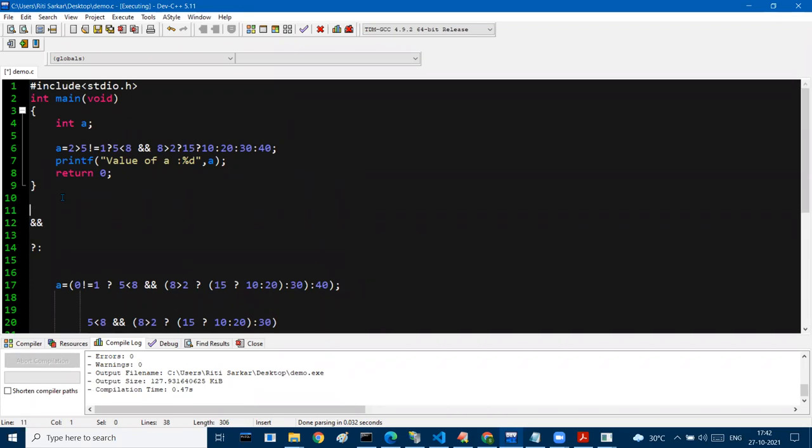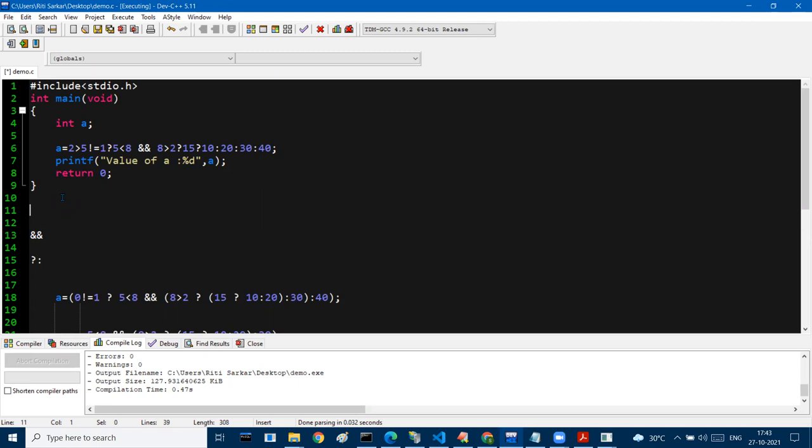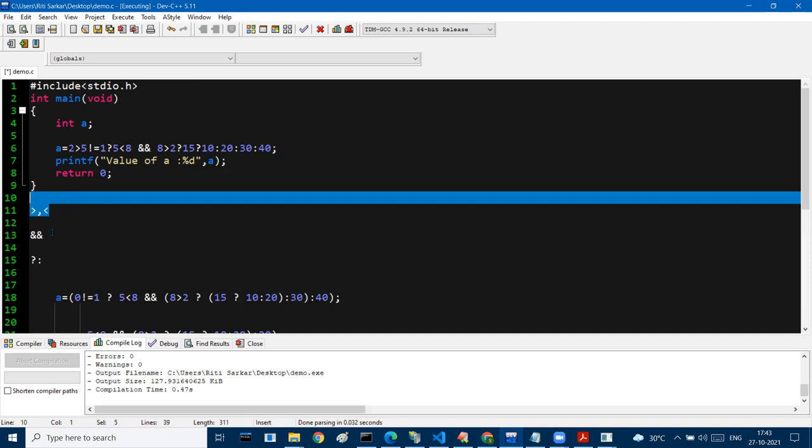And what about the relational operator versus logical and? Who has high precedence? Relational operator has high precedence or logical and? Who has high precedence, guys? Relational operator has high precedence. That means greater than, less than have high precedence compared to logical and.